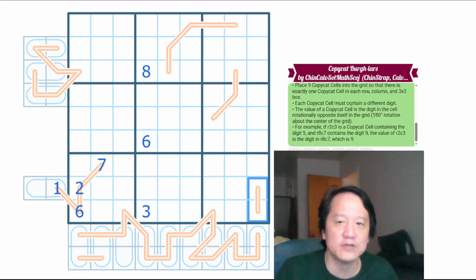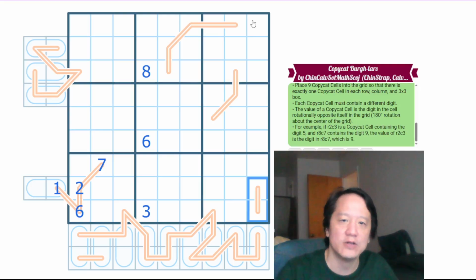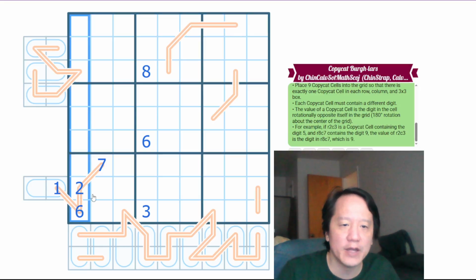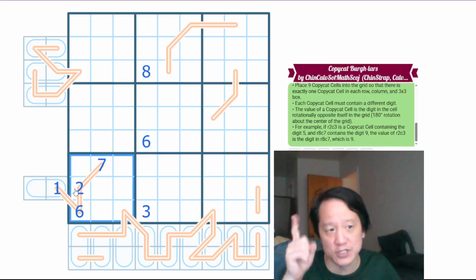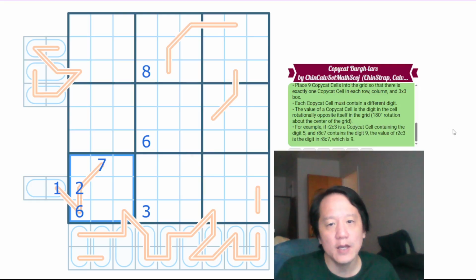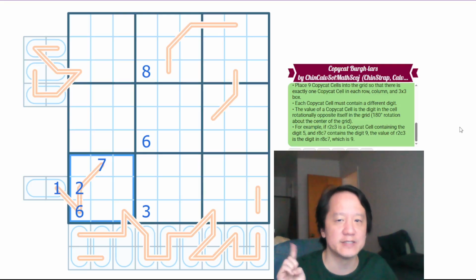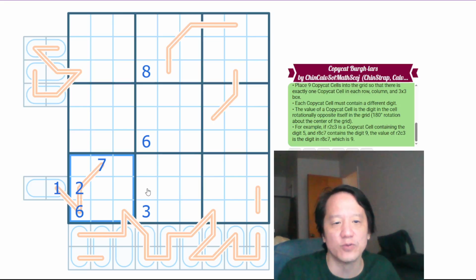We have copycat cells, where we need to place 9 copycat cells into the grid so that there's exactly 1 copycat cell in each row, column, and 3x3 box. Each copycat cell must contain a different digit, so there are no repeats in the copycat cells either. And the value of a copycat cell is the digit in the cell rotationally opposite itself in the grid. 180-degree rotation about the center of the grid.